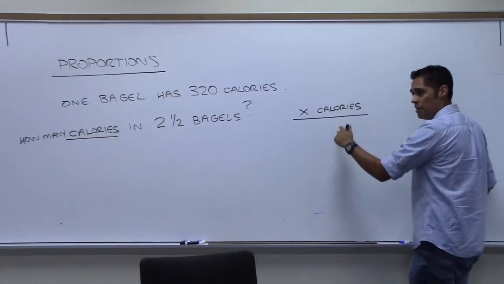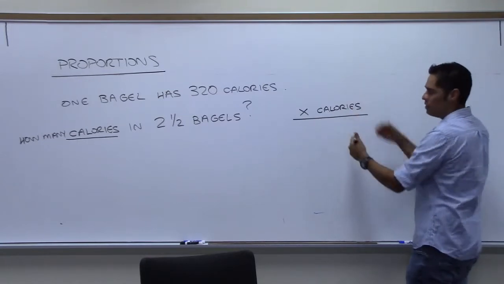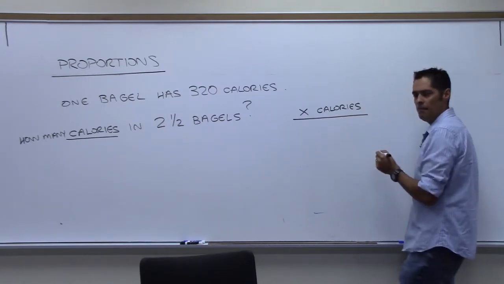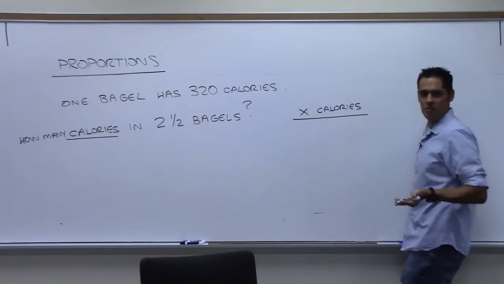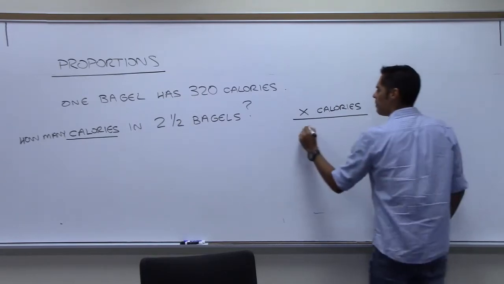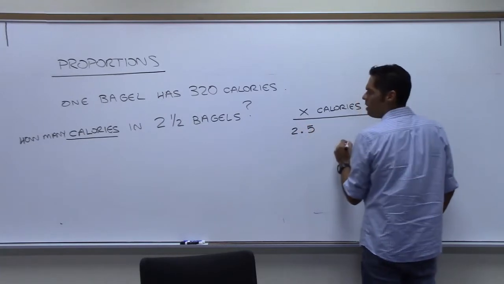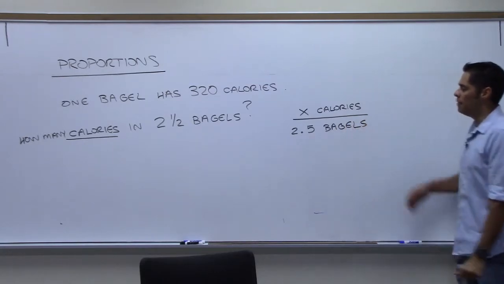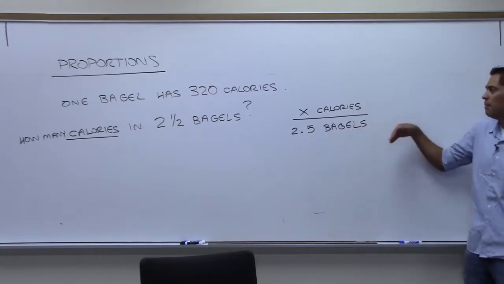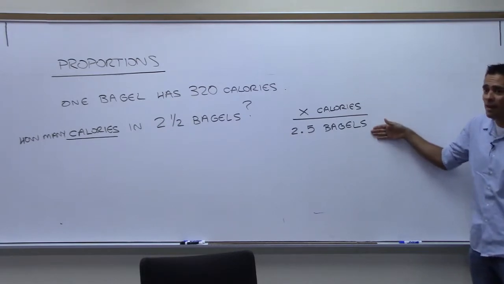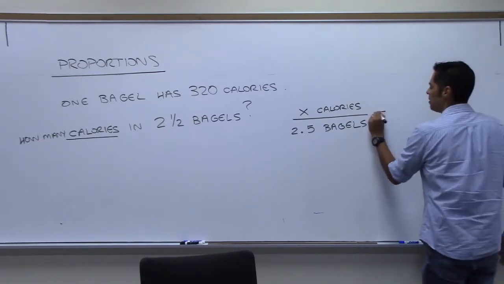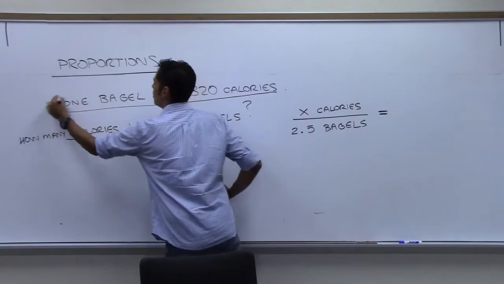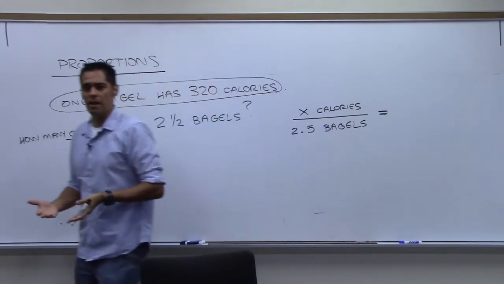So I'm going to put below this, I'm setting up a proportion or a ratio or a fraction. I'm going to put 2.5. And would you like to use the decimal 2.5, or do you want to write it as 5 over 2? It doesn't matter. 2.5 bagels. Okay. This is the proportion that I'm interested in. How many calories are there per 2.5 bagels? But this must be equivalent to or proportional to what's given to me in the problem, which is that one bagel has 320 calories, right?